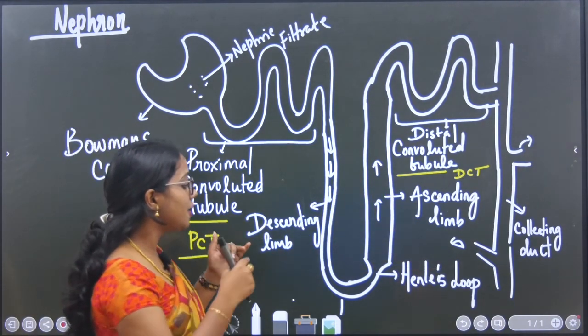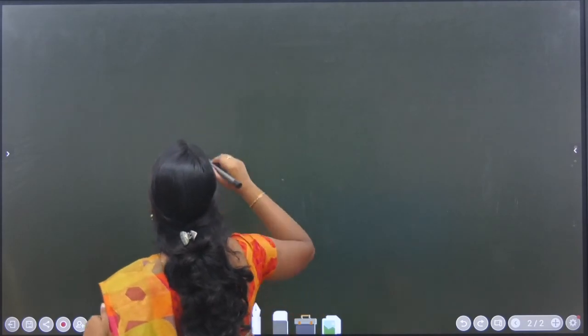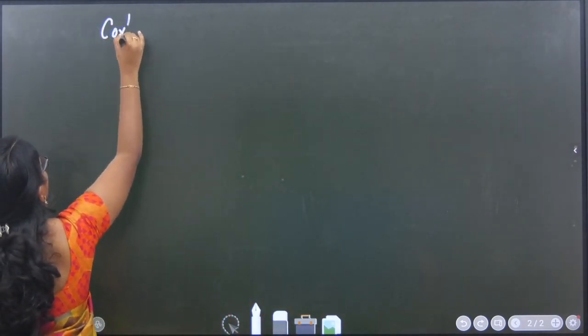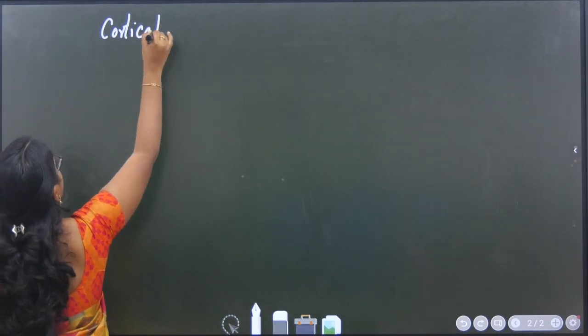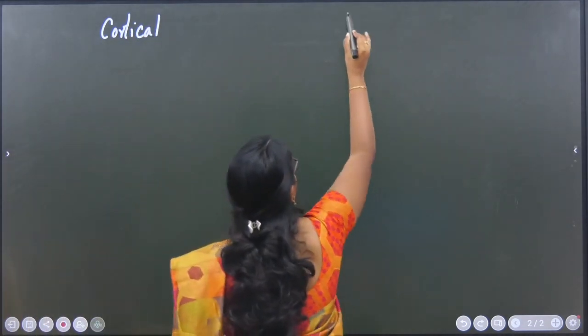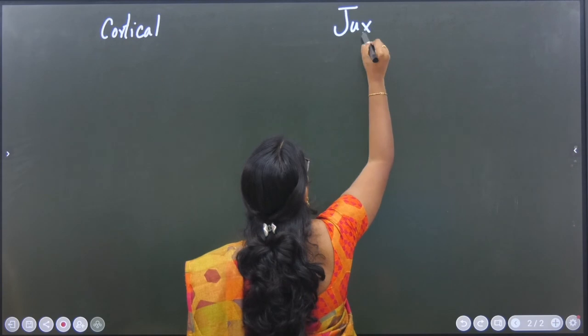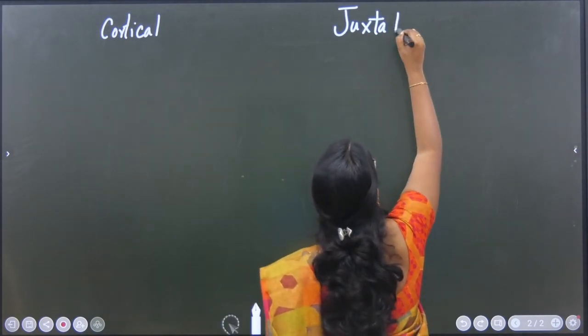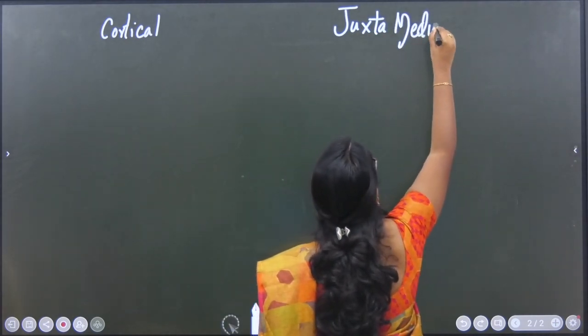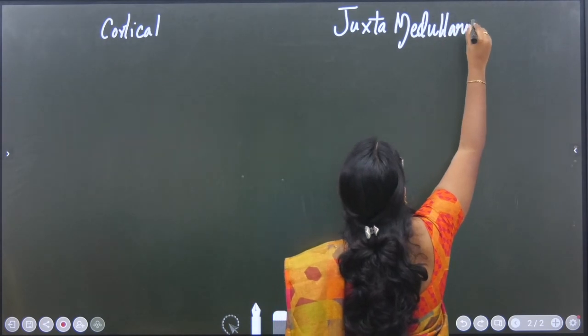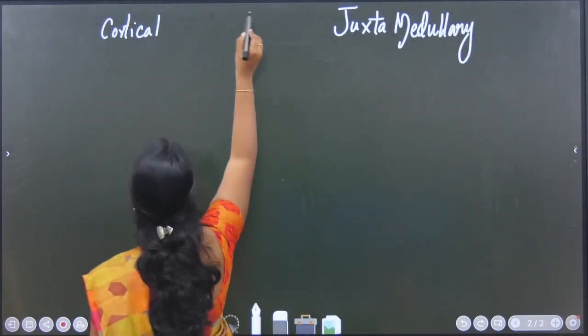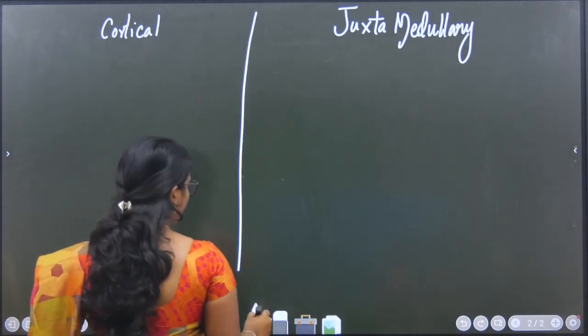Next we will be seeing the types of nephron. We have two different types of nephron. One is cortical nephron and another one is juxtamedullary nephron. So cortical nephron and juxtamedullary nephron.